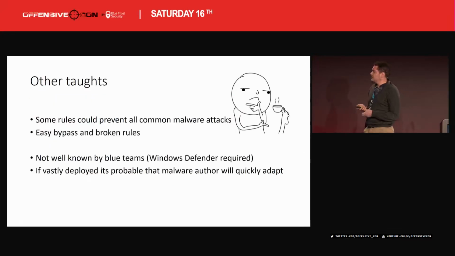So other thoughts. I think ASR has big potential. It could, like I said, change the future of information security by preventing a huge category of phishing exploits. The problem is that currently the rules are really easily bypassable and some are broken. Something else, I found out that most people in Blue Team don't know about these rules. Maybe it's because it requires Windows Defender, and people still think that Windows Defender is bad. That's not my opinion. In my opinion, it has become a great product.